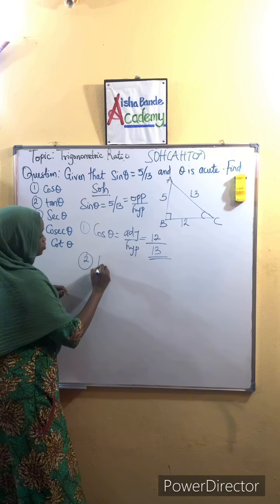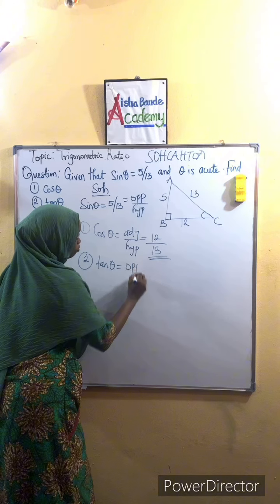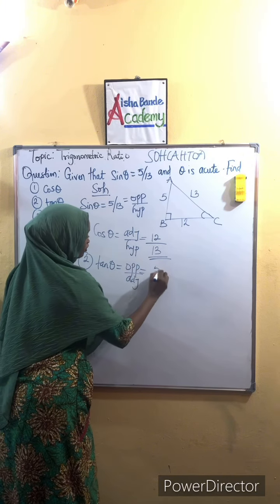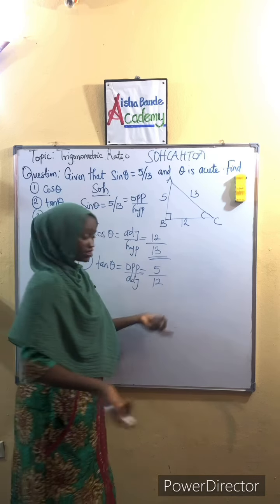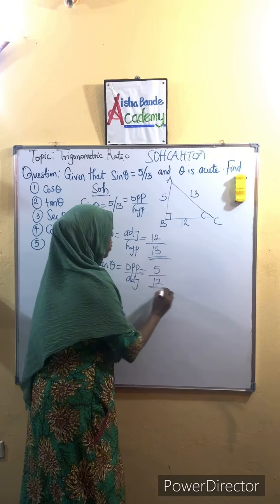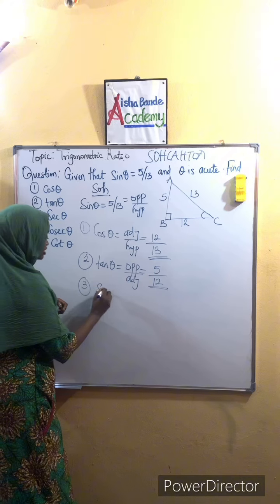Now moving on to the next one. The next question says we should find tan theta. The formula for tan theta is opposite over adjacent. We have the opposite to be 5 and the adjacent to be 12. This is already in its lowest term, so the final answer is 5 over 12.